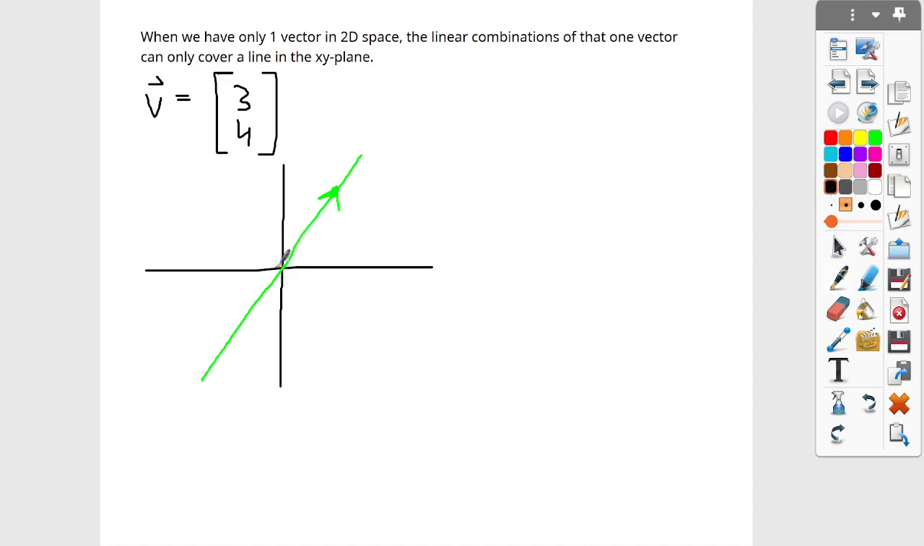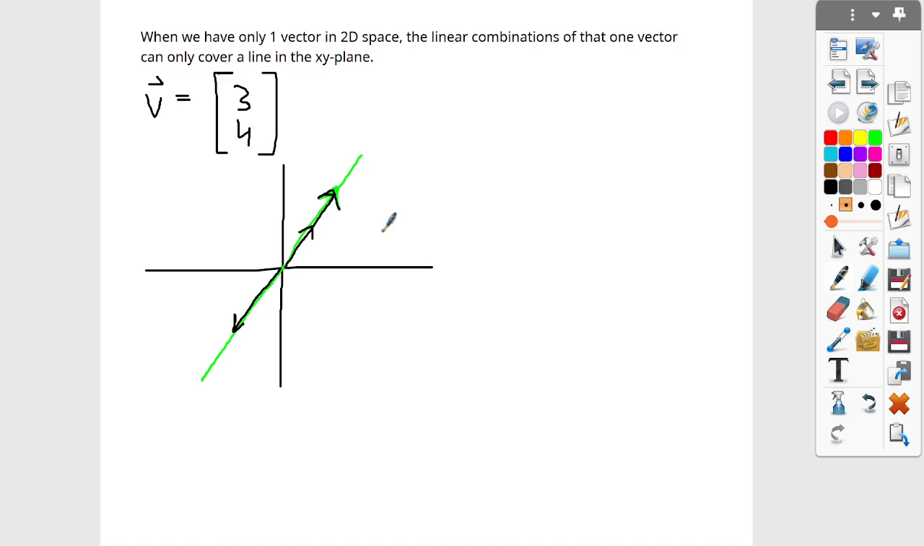Why? Because if you have a 3 comma 4 like this, if you shrink it in half, you'll have it like this. If you make it negative, you will have something like this. It will span the entire line. There are infinitely many vectors, and it can point to any point on the line. And that is the linear combination of one vector.